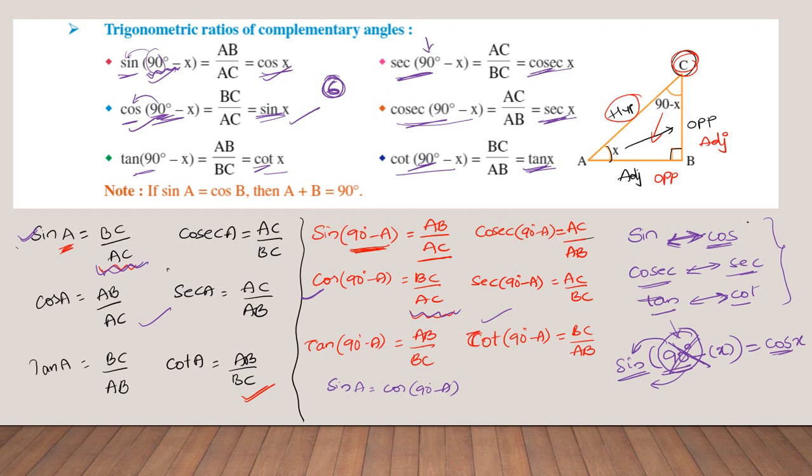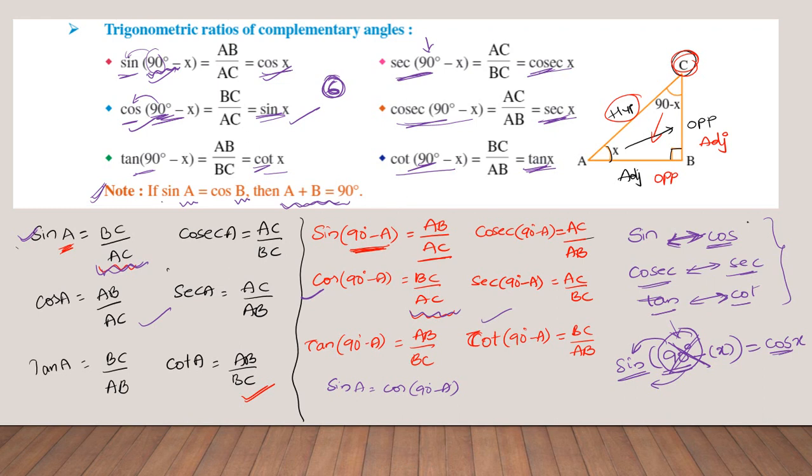Now, there is one note point here. If sin A is equal to cos B, here sin and cos are complementary ratios. So since sin and cos are complementary ratios, if they are to be equal, that means their angles' sum should be equal to 90 degrees. Okay, the same situation will be for tan and cot, cosecant and secant also, right? The same situation we can apply for secant, cosecant and tan, cot.